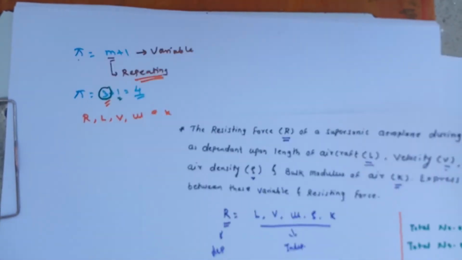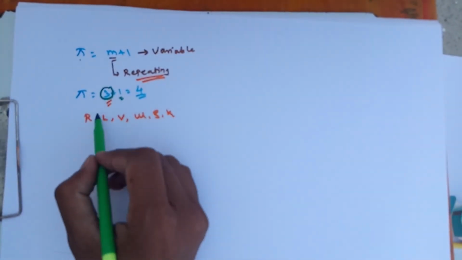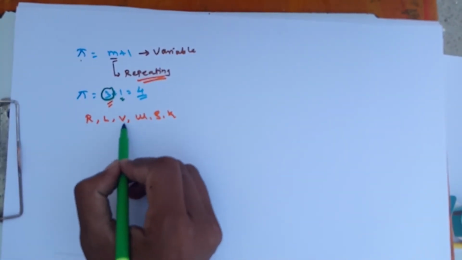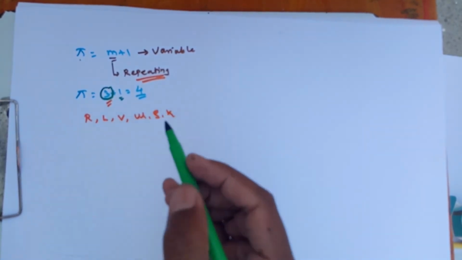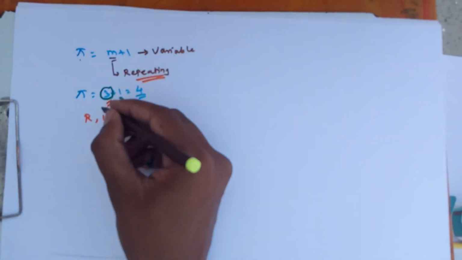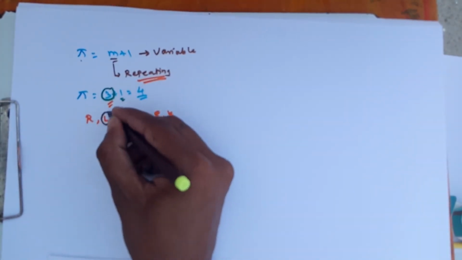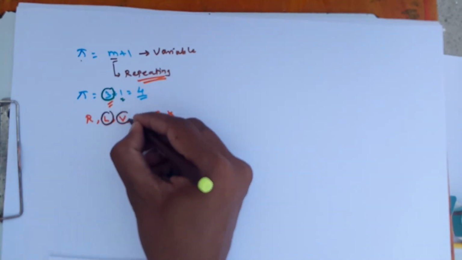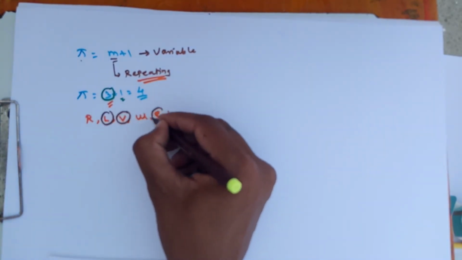Now, out of these six variables, r, l, v, mu, rho, k, I have selected three repeating variables: the first repeating variable is l, the second is v, the third is rho, and the remaining three are called non-repeating variables.